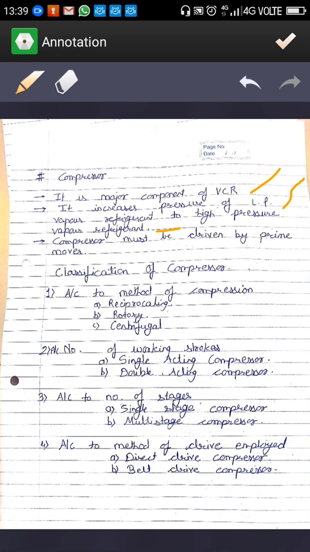Classification of compressor. First one is according to the method of compression. There are three types of compressor according to the method of compression. First one is the reciprocating, another one is the rotary, and the third one is the centrifugal one.